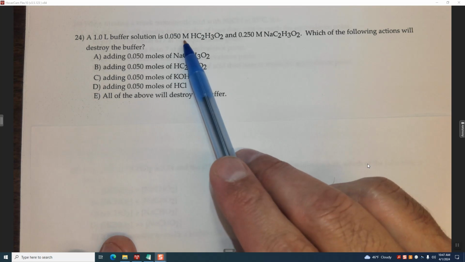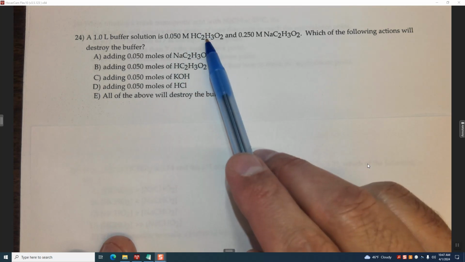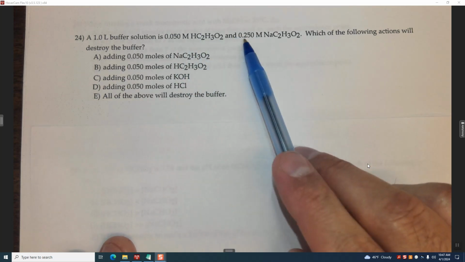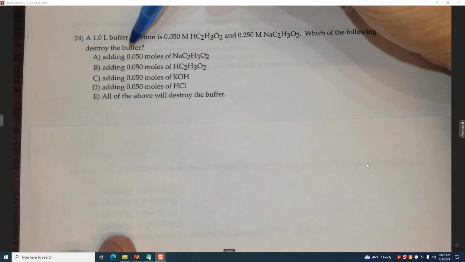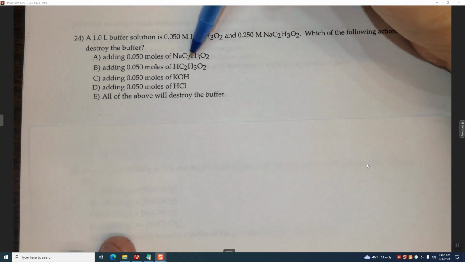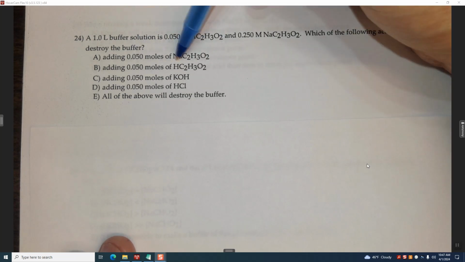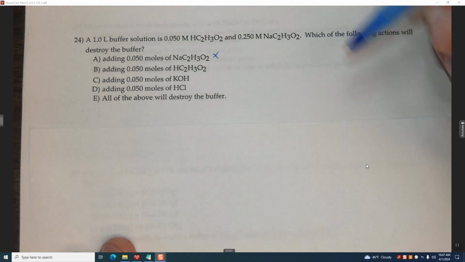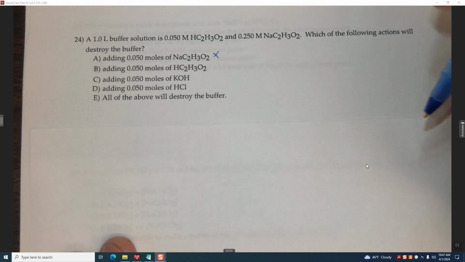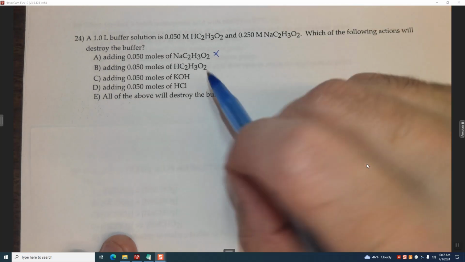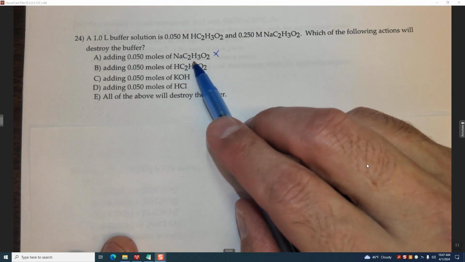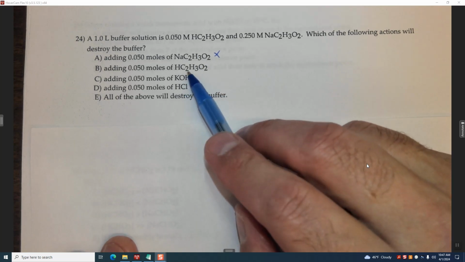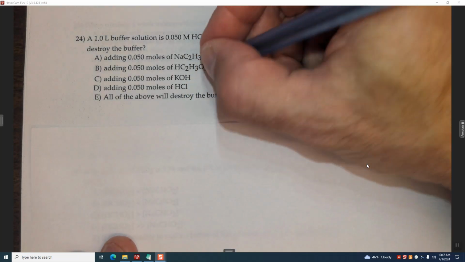So we have 0.05 moles of acid and 0.25 moles of conjugate base. So if we add 0.05 moles of sodium acetate, that is not going to destroy the buffer. To destroy the buffer, we need to add a strong acid or a strong base. So adding a weak base is not going to help you. In this case, adding the weak acid is not going to help you either.